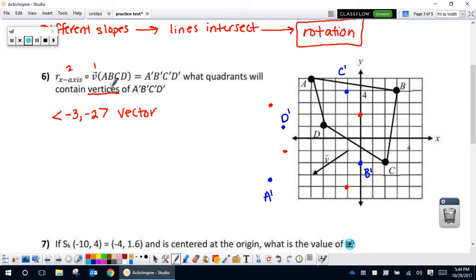Okay? And they want to know which quadrants will contain vertices, and the quadrants are labeled as 1, 2, 3, and 4. So we are concerned with the primed images, which in this case were the blue ones. So C prime and D prime are in quadrant 2, so they will definitely be in quadrant 2. A prime is in quadrant 3, and B prime is on an axis, so it's not in any quadrant. Okay?